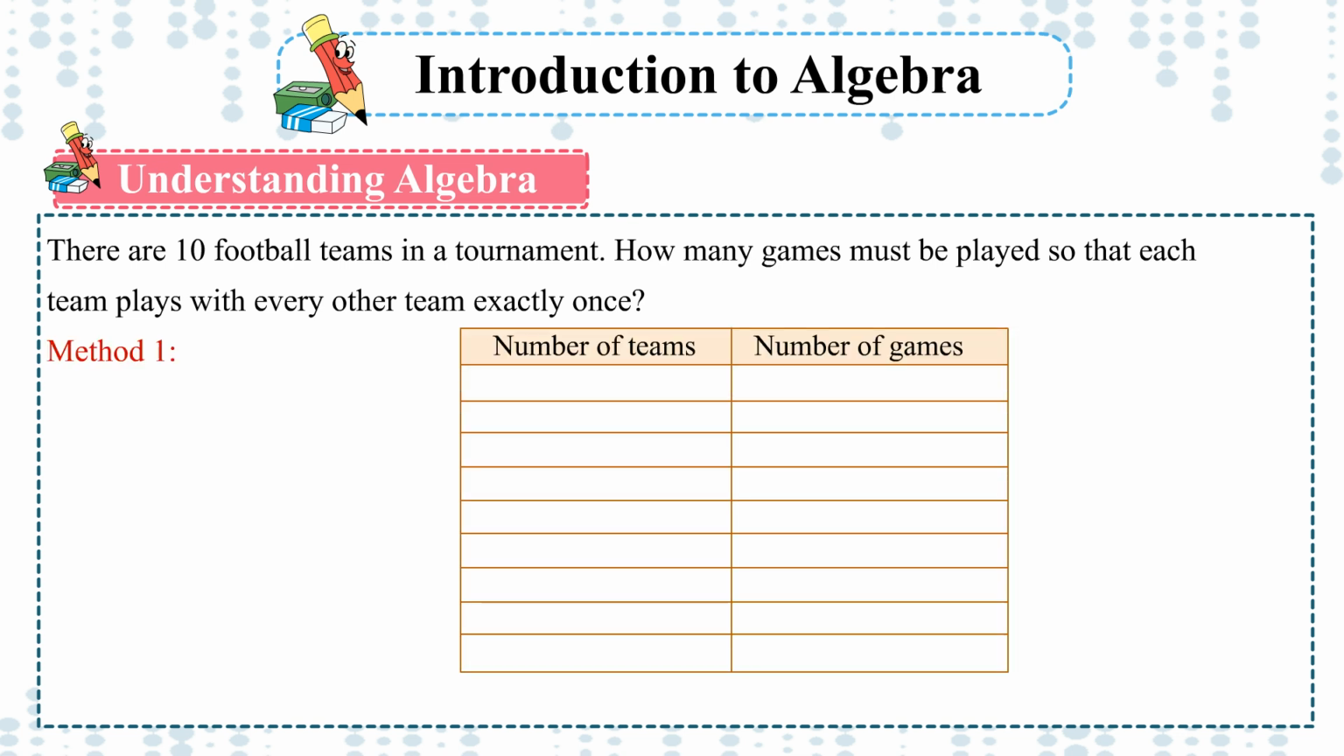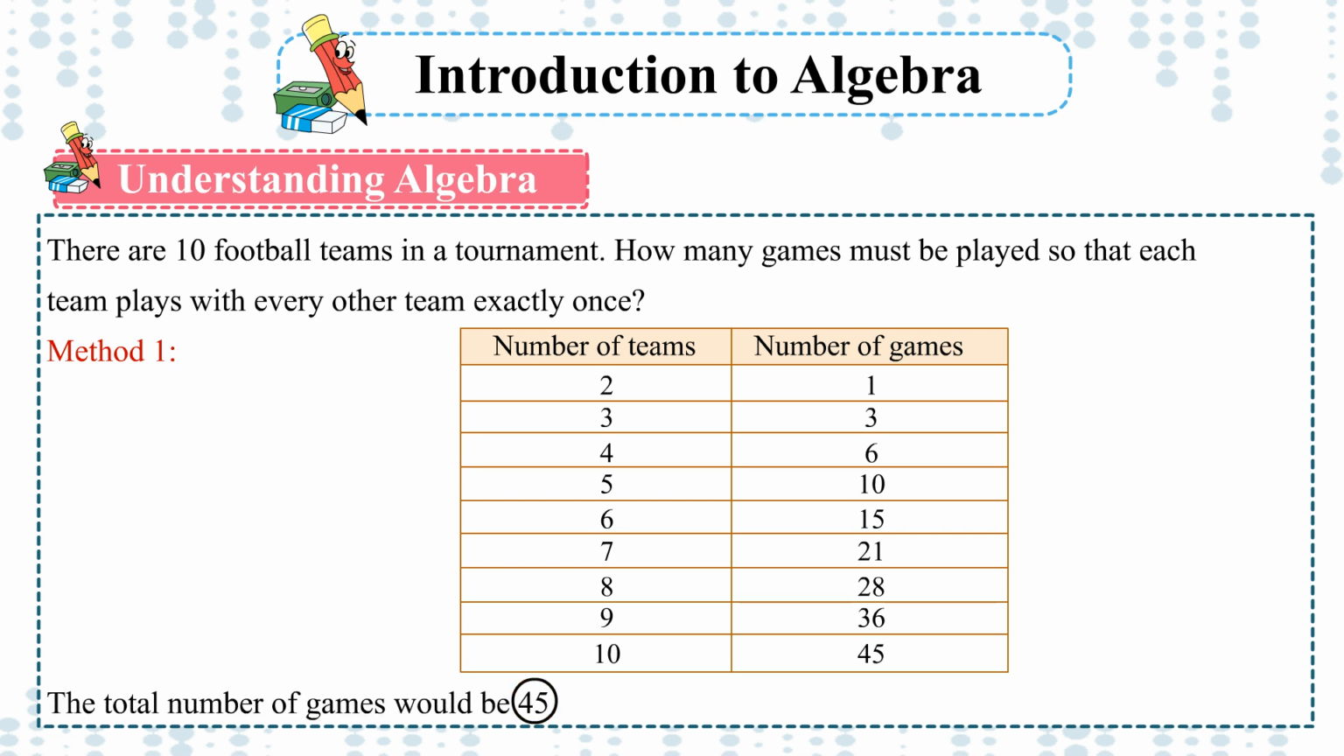Method 1. Number of teams and number of games: 2 teams, 1 game; 3 teams, 3 games; 4 teams, 6 games; 5 teams, 10 games; 6 teams, 15 games; 7 teams, 21 games; 8 teams, 28 games; 9 teams, 36 games; 10 teams, 45 games. The total number of games would be 45.